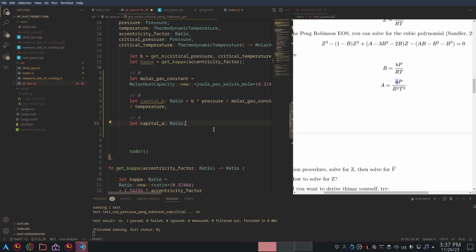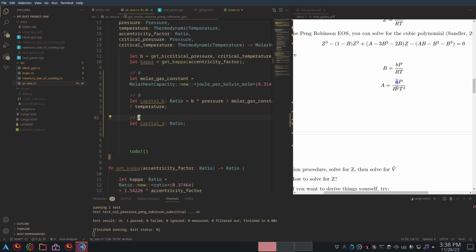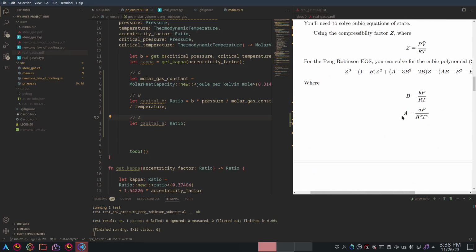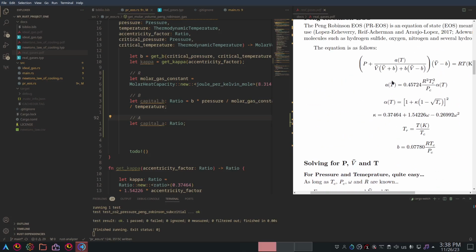Excuse me. I don't have the a yet. I will need to find a first. So where do I find a? Okay, a is right here. So a of T is 0.45724 R squared Tc squared over Pc, times alpha of T. So before we do anything, we also need the alpha of T as well.